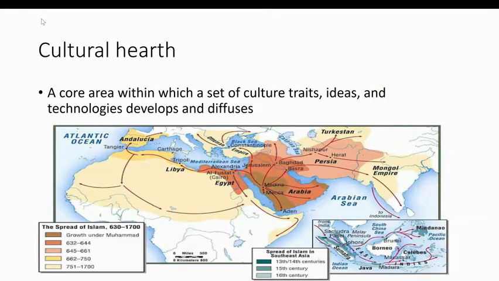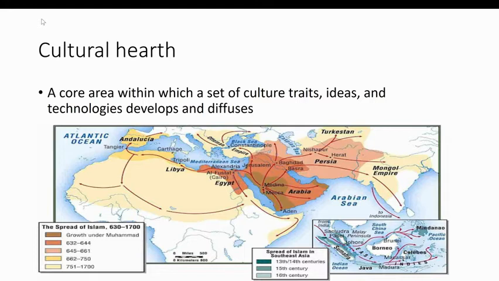All right, a cultural hearth. As you can see there, a cultural hearth is a core area within which a set of culture traits, ideas, and technologies develops and diffuses. So the example that I'm using here is the religion of Islam. And so the cultural hearth is going to be the Arabian Peninsula. And we can see that from the cities of Medina and Mecca, the religion of Islam diffused through relocation diffusion and went out to Northern Africa, the Middle East, into Asia, and into Southeastern Europe.